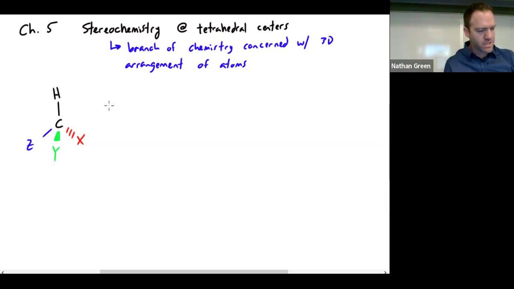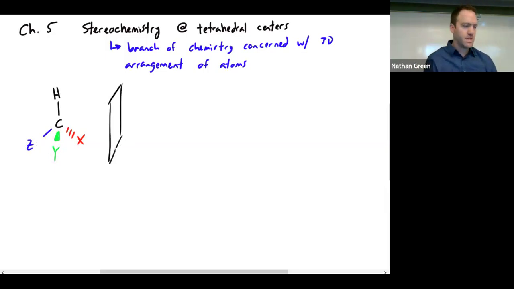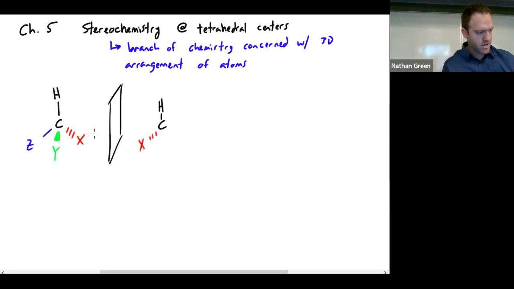If this molecule looks into a mirror, so that's my little 3-dimensional mirror, the mirror image that this molecule is going to see looks like this. It'll have an X in the back. It'll have a Y coming out of the page, and it's going to have a Z, but it's going to be facing back the other way. These 2 molecules are mirror image molecules.